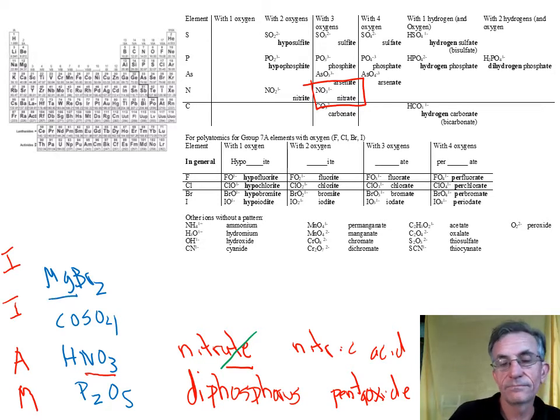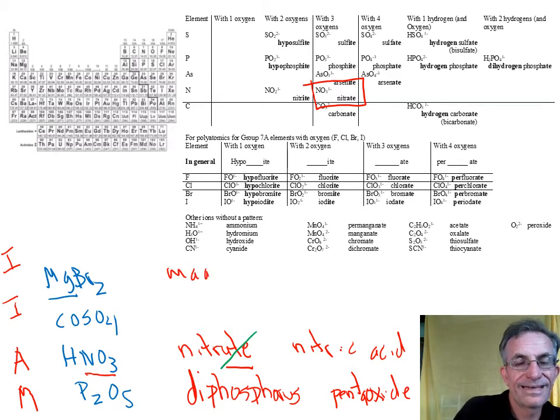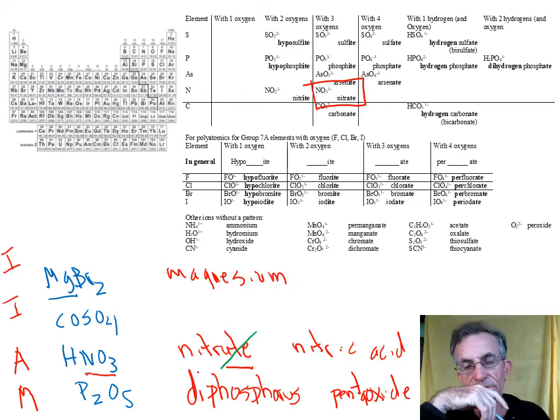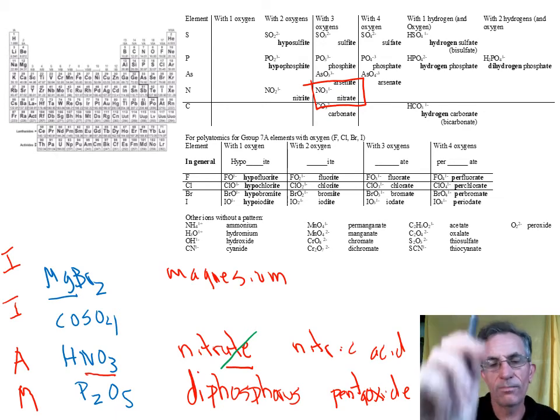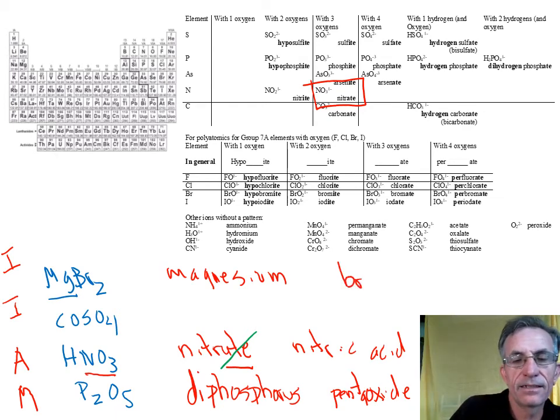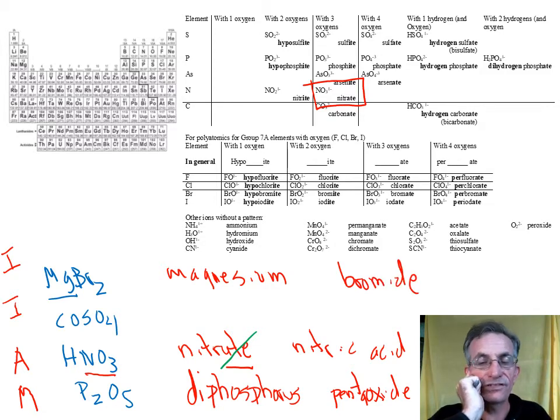Mg is called magnesium. You write the name of the second thing, Br. Br is called not bromine, when it's part of a compound it's got a negative charge, so bromide: magnesium bromide. For ionic, no prefixes, just magnesium bromide.